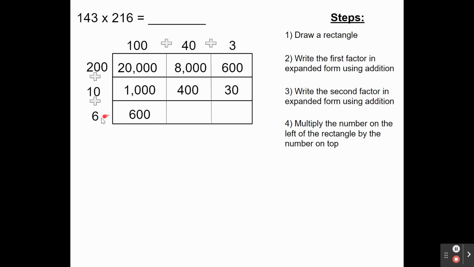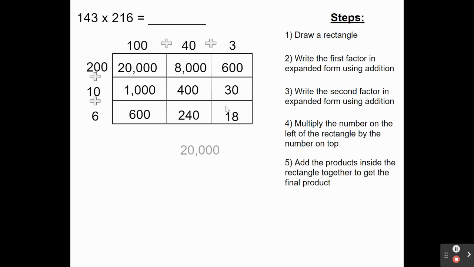Next, we're going to multiply 6 times 40, which is 240. And lastly, we're going to multiply 6 times 3, which is 18. Now that we found the area of each of these smaller rectangles, we can add all of these products together to find the total product or our final product of the larger rectangle.